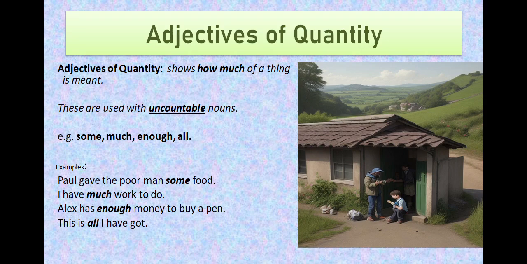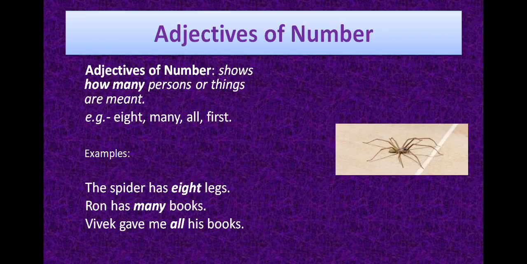We say there's a lot of or plenty of. So the adjectives of quantity are used with uncountable nouns. Some adjectives of quantity are some, much, enough, all. Paul gave the poor man some food. I have much work to do. Alex has enough money to buy a pen. This is all I have got.